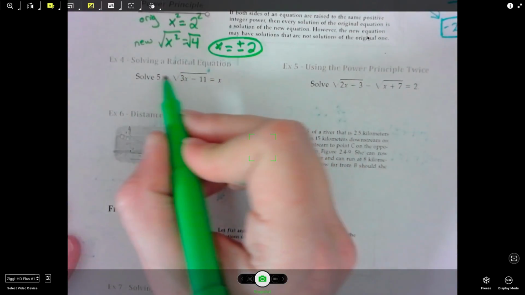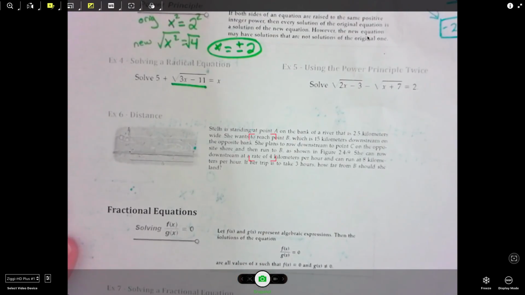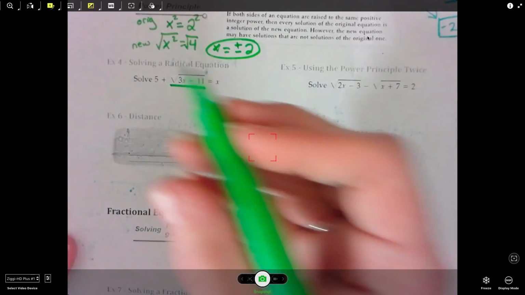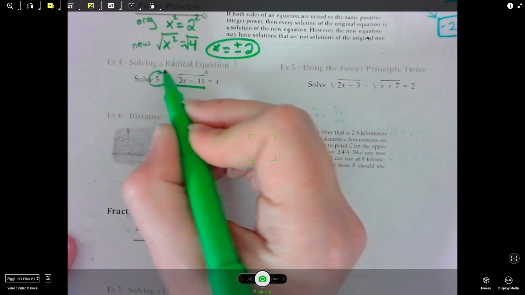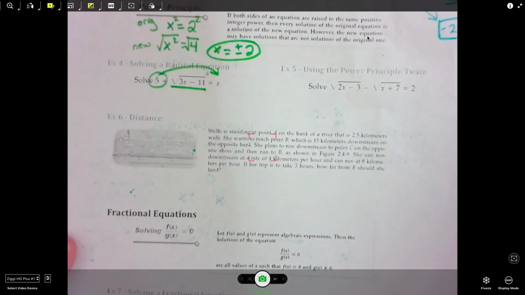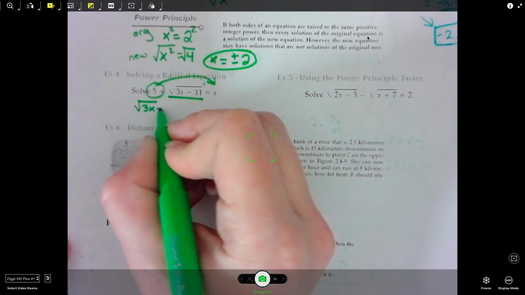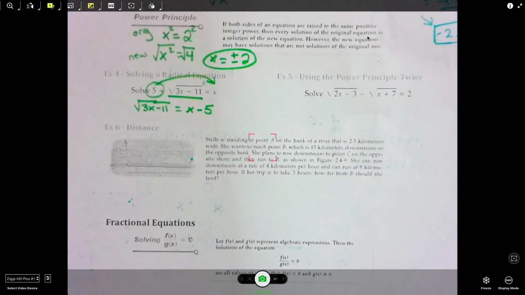All right, solving a radical equation. When you're solving this thing, here's my radical, 3x minus 11, that's under the radical symbol. And I want to make sure before I do anything with it that it is by itself on the same side of the equal sign. So I want to kick this 5 to the other side by subtracting 5. So I will have the square root of 3x minus 11 equals x minus 5. Okay? Then, I'm going to get another sheet of paper. Sorry, you might have to write small.